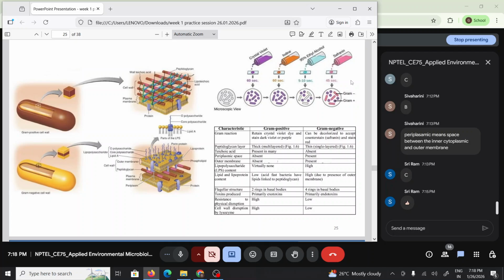Depending on this structure, gram positive organisms usually produce exotoxins, whereas gram negative organisms produce endotoxins. These are some basic differences that you should know between a gram positive and a gram negative organism.